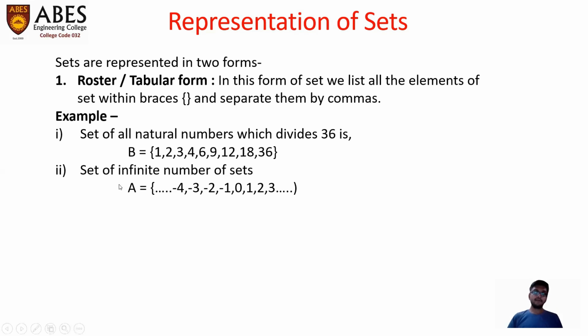Another example is an infinite set. Here another series is the infinite series. An infinite set means the range can't be fixed. The elements range from minus infinity to plus infinity, and any element within this range can lie in the set. So I am randomly taking the example: minus 4, minus 3, minus 2, minus 1, 0, 1, 2, 3. These are represented in roster or tabular form.